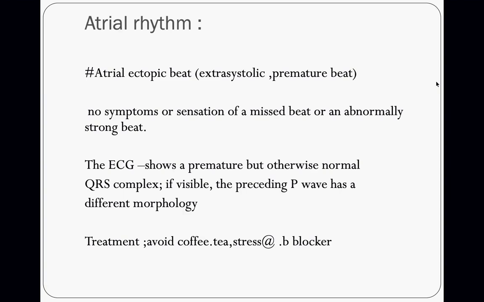So the atrial rhythm occurs in the form of atrial ectopic beat, which is called atrial extrasystole, or premature beat, and it has no symptoms, or only a sensation of a missed beat or an abnormally strong beat. The ECG shows the premature but otherwise normal QRS complex. If visible, the preceding P wave has different morphology. The treatment: avoid coffee, tea, and stress, and if significant, may use a beta blocker.